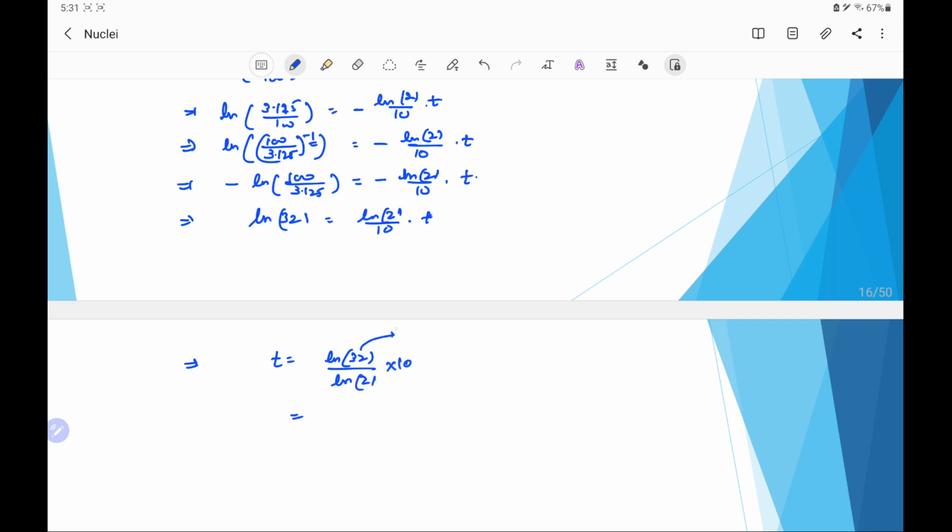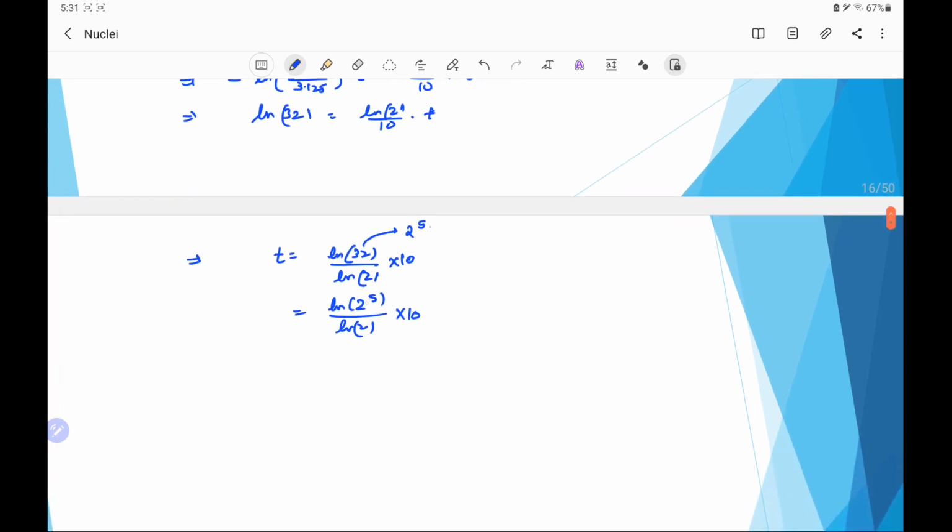This log 32 can be written as log 2 raised to the power 5, so it is log 2 raised to the power 5 by log 2 into 10. And this is the power which can be taken out from the property of log. It will be 5 log 2 by log 2 into 10. This log 2 gets cancelled, so effectively the total time taken will be 50 years. This is the answer.